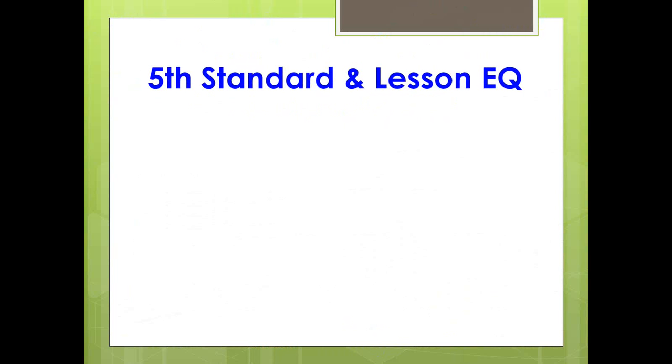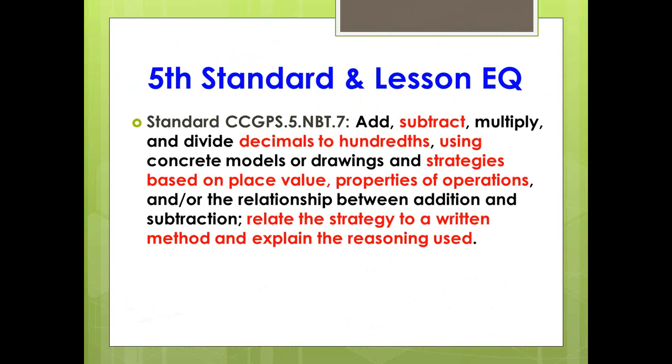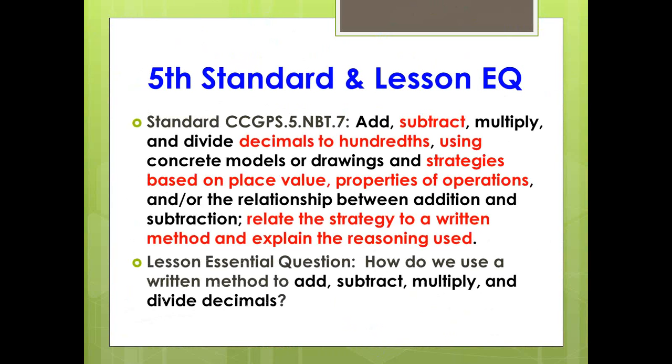Okay, lastly is our 5th grade standard and lesson essential questions. The standard is MBT.7. It says add, subtract, multiply, and divide decimals to hundreds using concrete models or drawings and strategies based on place value, properties of operations, and/or the relationship between addition and subtraction. Relate the strategy to a written method and explain the reasoning used. A lot of words, very wordy. I tried to highlight the pieces of the standard that is actually referenced in the assessment item that we're going to be looking at. And the lesson essential question is, how do we use a written method to add, subtract, multiply, and divide decimals?